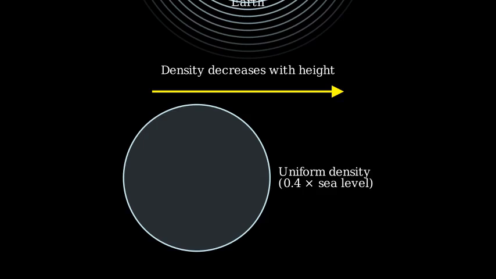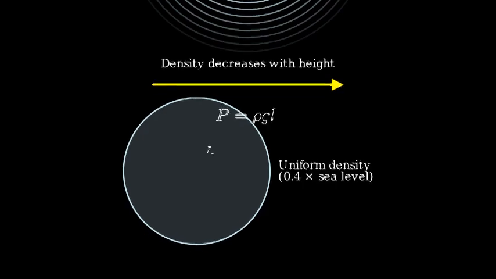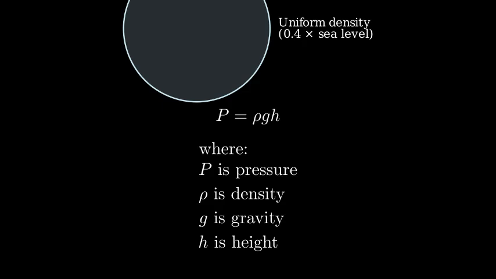To solve this problem, we'll use the equation for pressure due to the weight of a fluid column. The pressure at the bottom of a fluid column is equal to the density of the fluid times the acceleration due to gravity times the height of the column.